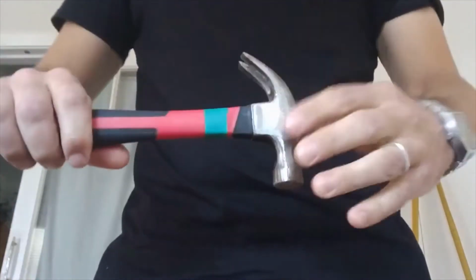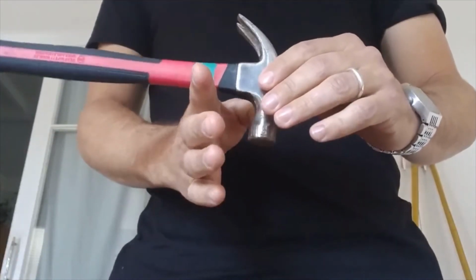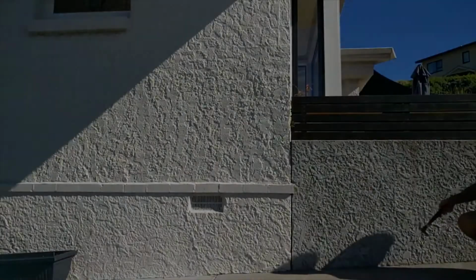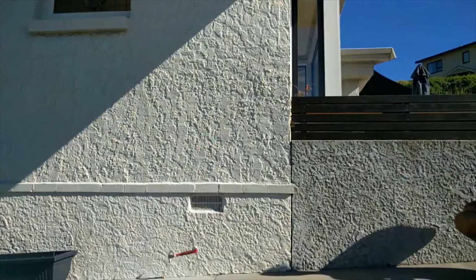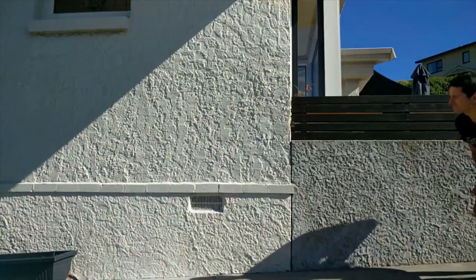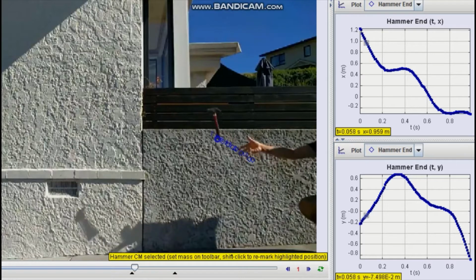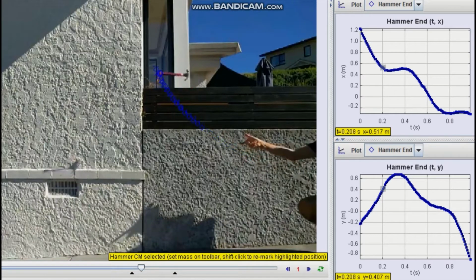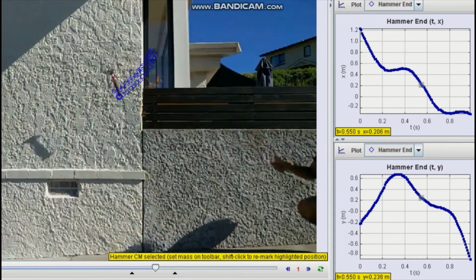You'll notice that the hammer balances on my finger if I put the centre of mass above it, but something even cooler happens if we throw the hammer. So here's me throwing the hammer, and I've tracked the handle of the hammer, the end of the handle, and that's not the centre of mass. And if you watch the tracks or the graphs on the right hand side, it doesn't really look like the handle of the hammer is in projectile motion.